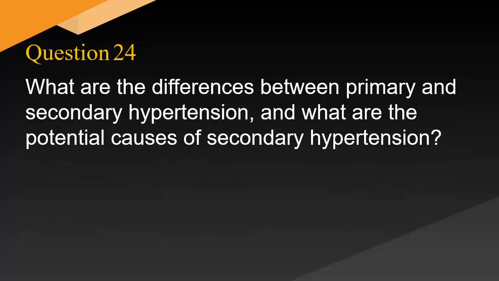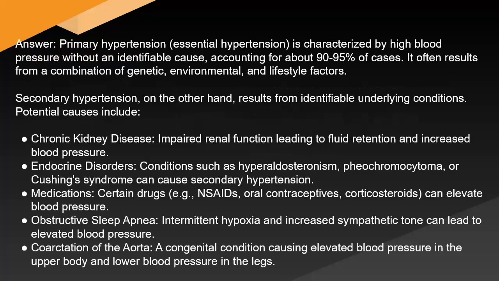What are the differences between primary and secondary hypertension, and what are the potential causes of secondary hypertension? Answer: primary hypertension, essential hypertension, is characterized by high blood pressure without an identifiable cause, accounting for about 90-95% of cases. It often results from a combination of genetic, environmental, and lifestyle factors.